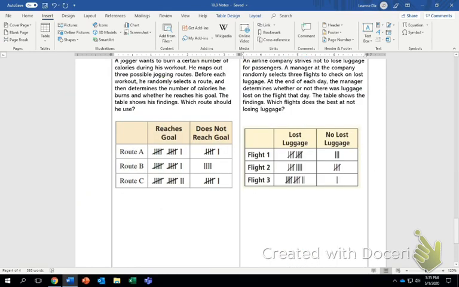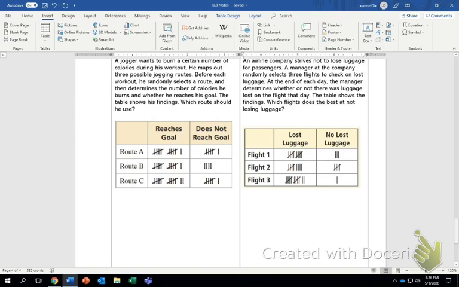Our final example, example 4, is going to require us to create our own relative frequency table. And so I'm just going to go ahead and do that pretty quickly. But basically all I'm doing is I'm counting up how many tick marks I have. And in example 4.1, we have 50 total tick marks.